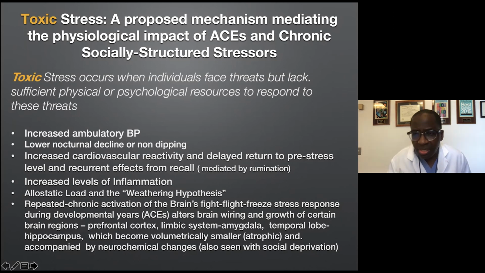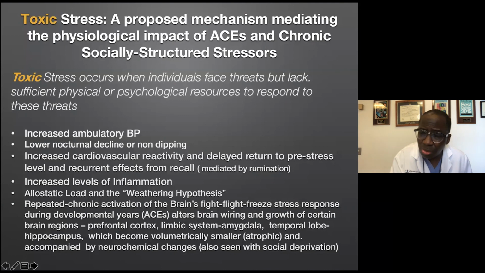What we've seen is that these adverse childhood experiences, this toxic stress, can alter brain wiring and brain growth of certain brain regions, particularly the prefrontal cortex, which is really involved in our thinking and our thought processes, and continues to grow in boys up to age 22 and in girls up to age 23. The limbic system, in particular the amygdala, which really is involved in emotional regulation, and the temporal lobe, especially the hippocampus, which is involved in memory, our memory systems.